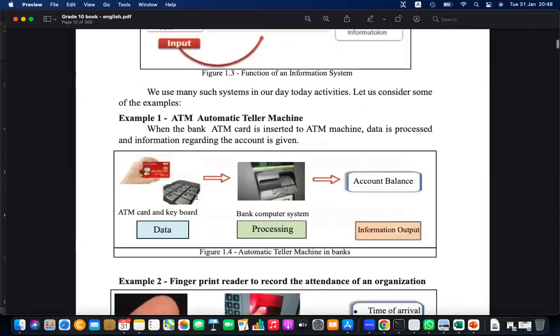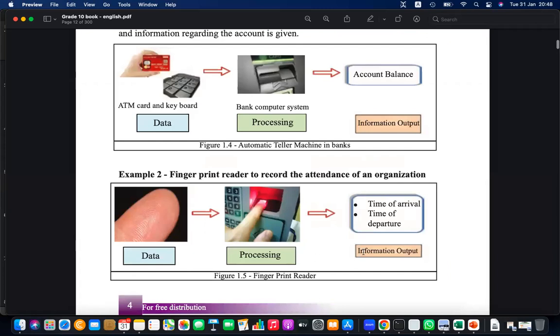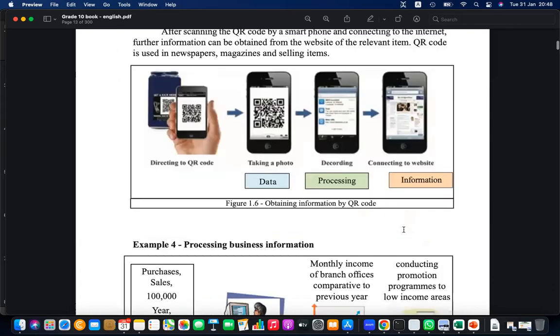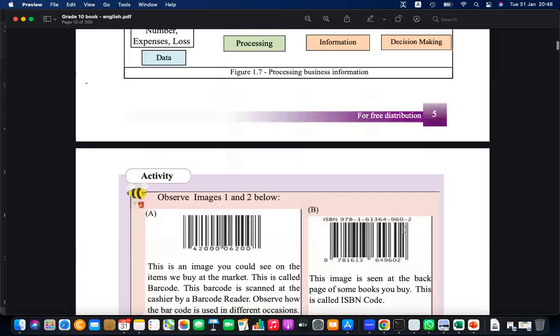This ATM took input, processed, gave output. The fingerprint took input, processed, gave output. Right? ATM processes and gives you the account balance. This fingerprint processes and gives you the attendance details. These are examples. QR codes, barcodes, all these things are the same.